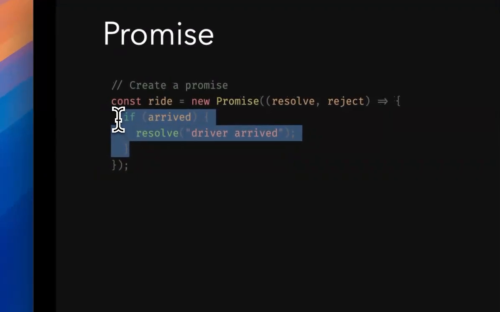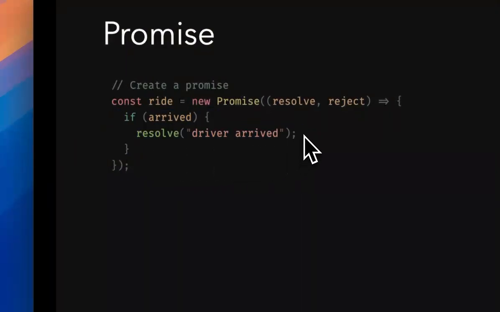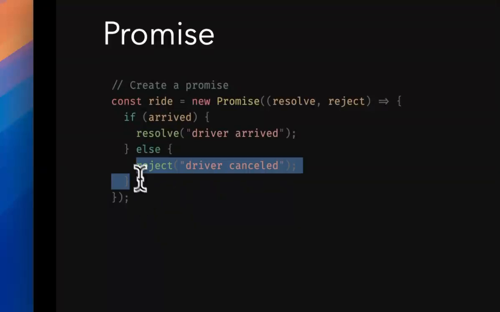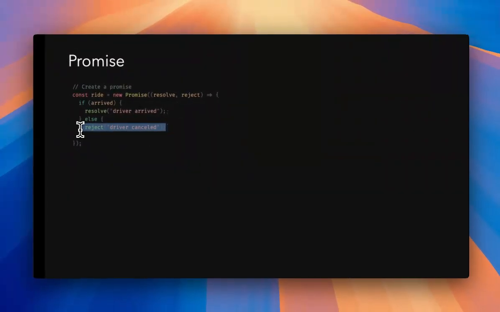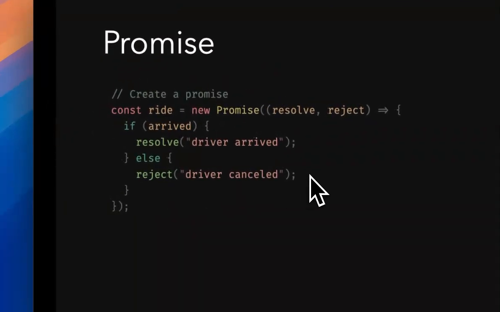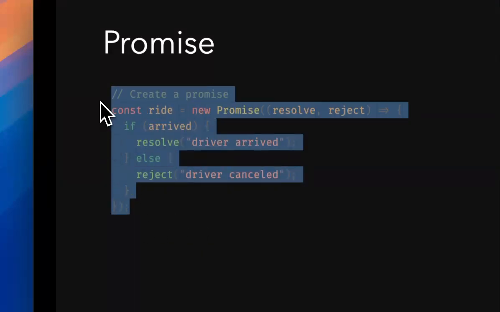Here in this condition, we are resolving the promise. If this condition is true, we are resolving the promise by executing the resolve method. And we can also pass a message. And in the other condition, if this condition is true, we are rejecting the promise. Here we are rejecting the promise by executing the reject method. And in the reject method also we can pass a message. So this is how we create a promise.